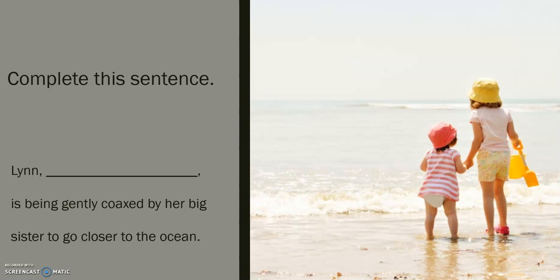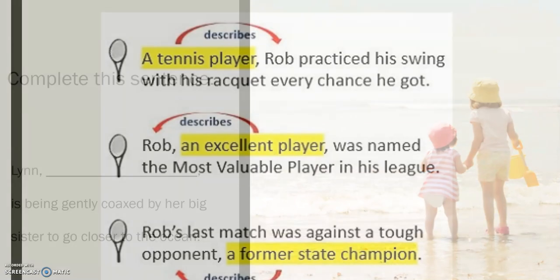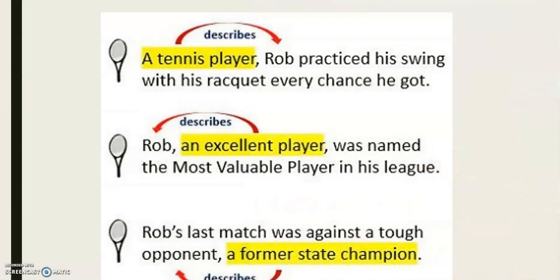In this first sentence, it says, a tennis player, Rob, practices swing with his racket every chance he got. A tennis player is the appositive because it's describing who Rob is. In the second sentence, it says, Rob, an excellent player, was named the most valuable player in his league. An excellent player is a non-essential appositive because it is describing who Rob is. It's also not essential because I could take that out of the sentence and just say Rob was named the most valuable player in his league.